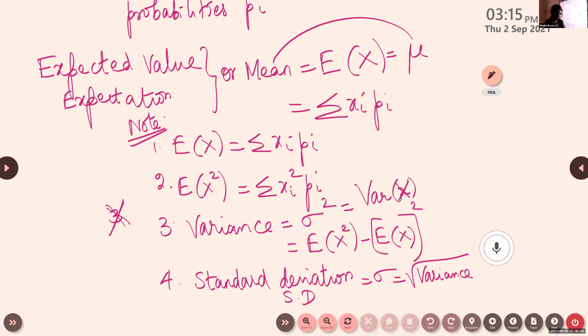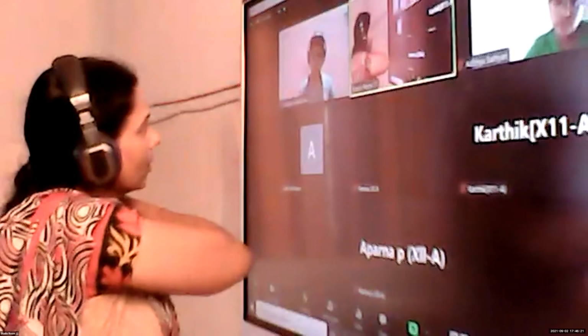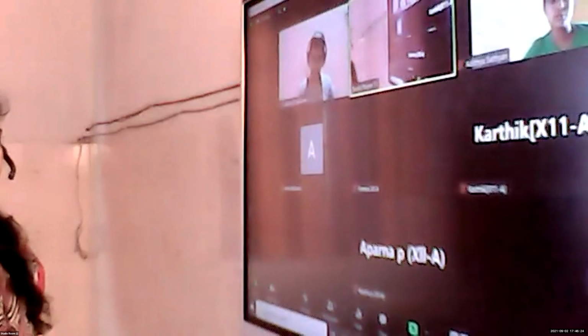So the variance is given by E of x square minus E of x, the whole square. And the square root of variance is the standard deviation. Is it clear? Is it okay? You have learned so many formulas. Okay, learn the formula. Go through it.